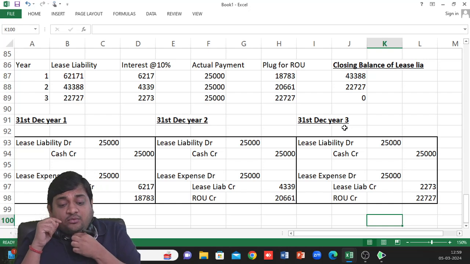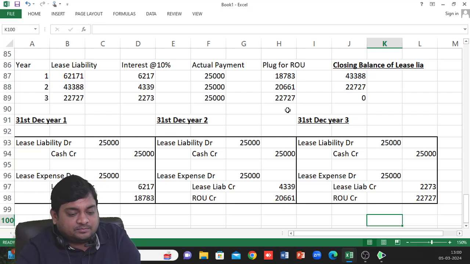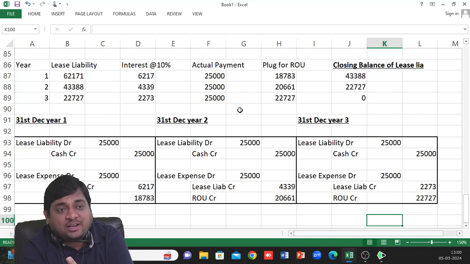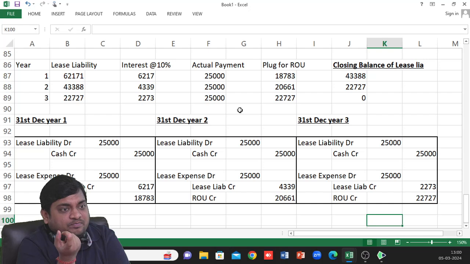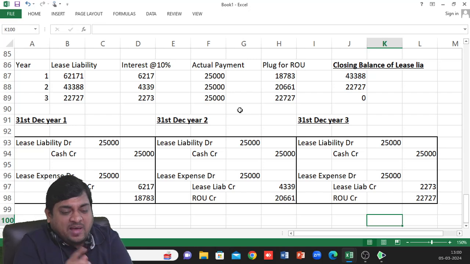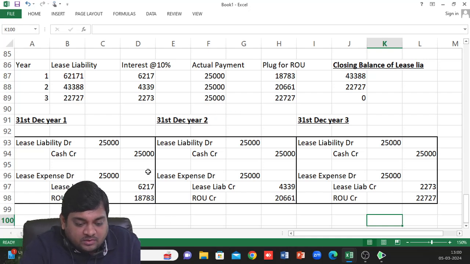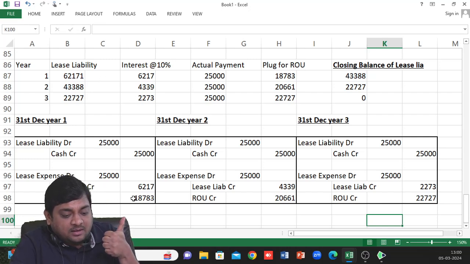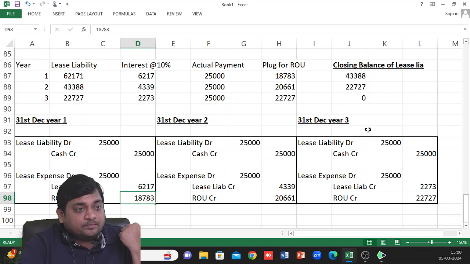So this right of use closing balance will also be the same as lease liability, except for these. Suppose there is any direct cost or any incentive which is amortized over the lease term, in that case it might be different. Otherwise, ROU asset and lease liability have the same balance. You just see, from 62,171, which was the ROU asset, minus this plug, you will get 43,388 itself, right?